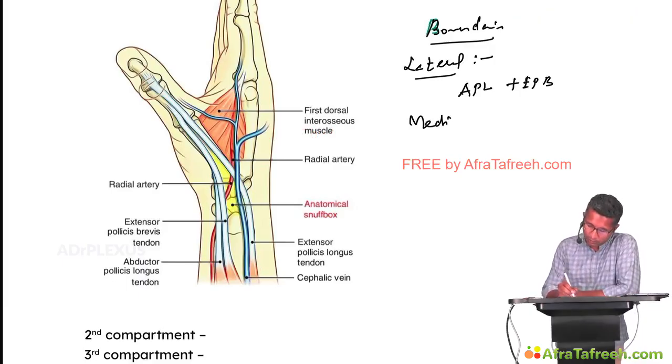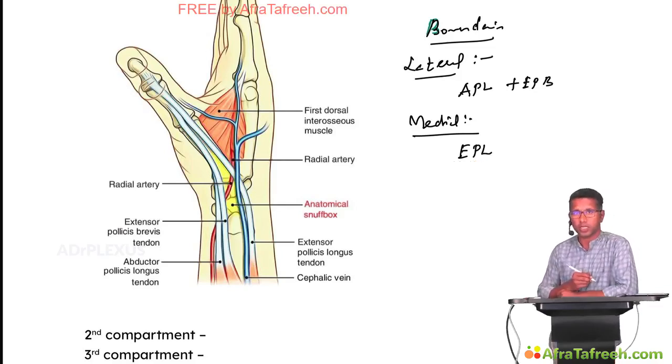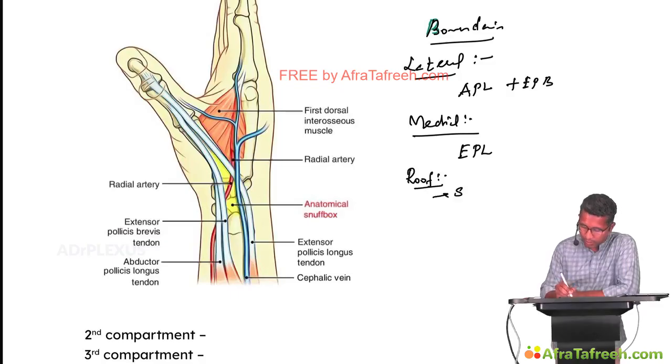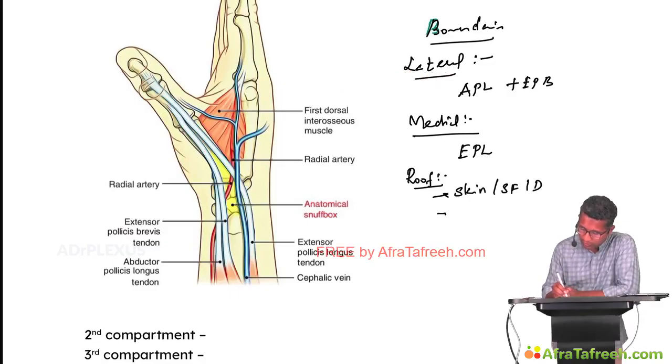On the medial side, you have one tendon called the extensor pollicis longus tendon. So these are the boundaries of the anatomical snuff box. Now this anatomical snuff box has a roof, and this roof is made of skin, superficial fascia and deep fascia.